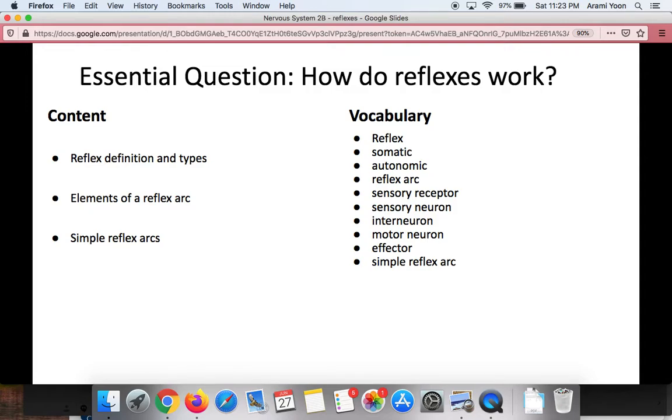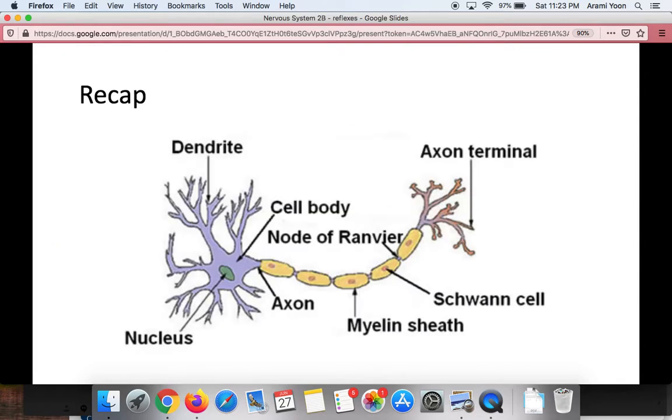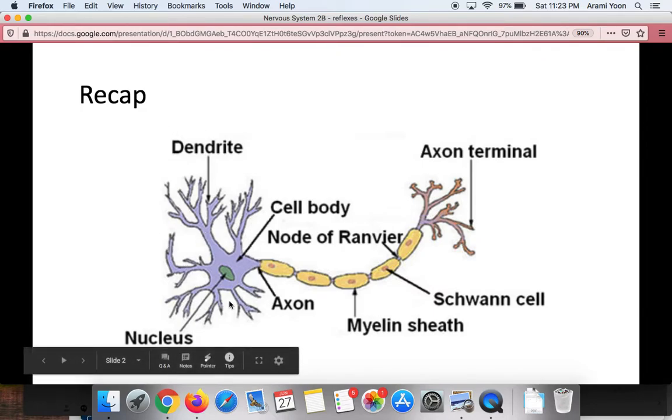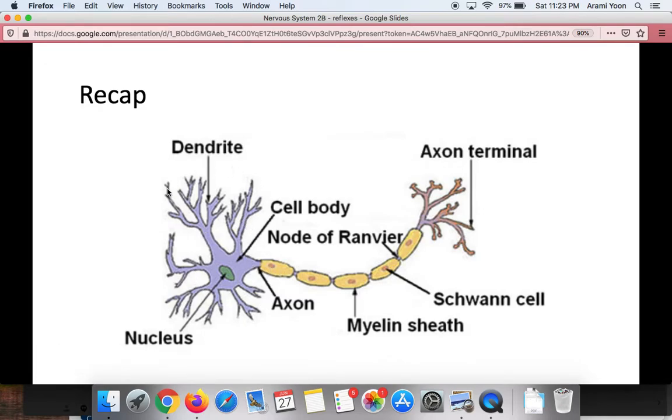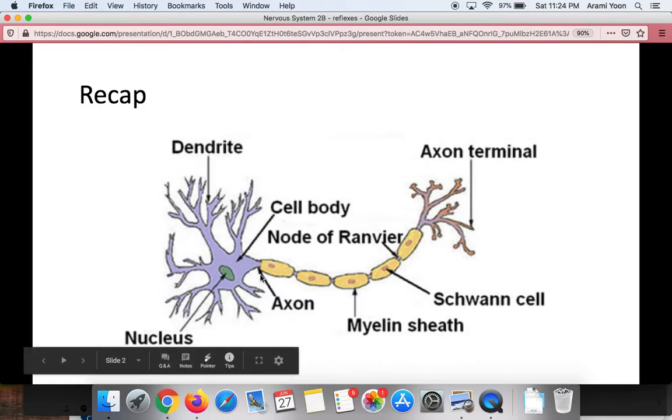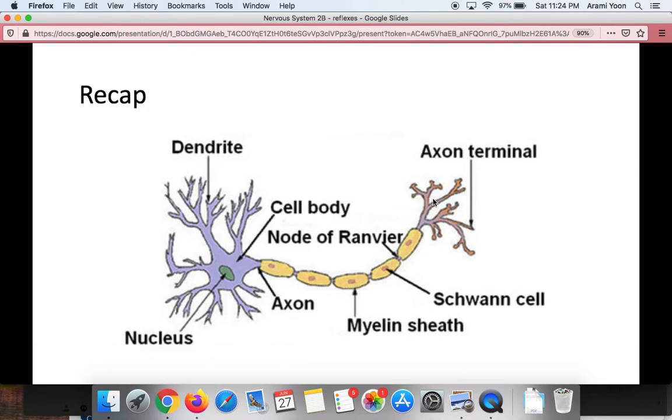simple reflex arc. Just to recap, remember that most of the neurons that we're discussing in this unit are multipolar. So you have the soma on the left, you've got the dendrites that receive signals coming out from it, and then those signals go down the axon, which is this nerve projection on the right, until it reaches the axon terminals, where those signals then will jump across the synapse to the next neuron.